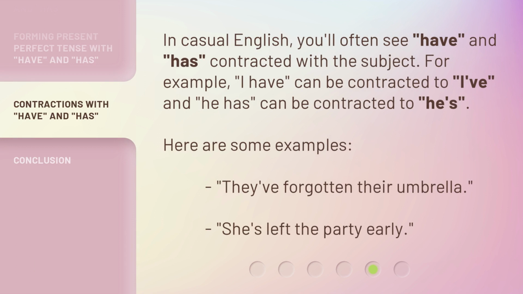In casual English, you'll often see have and has contracted with the subject. For example, I have can be contracted to I've, and he has can be contracted to he's. Here are some examples. They've forgotten their umbrella. She's left the party early.